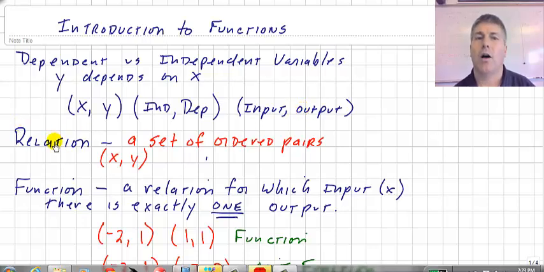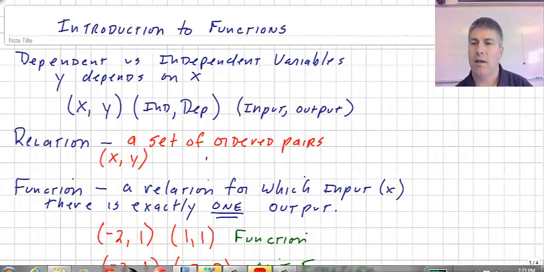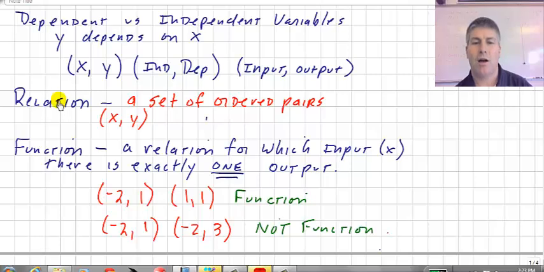So a relation, as definition, is simply any set of ordered pairs. So any x and y is a relation. Now a function is a special kind of a relation. A function is a relation for which every input has exactly one output.